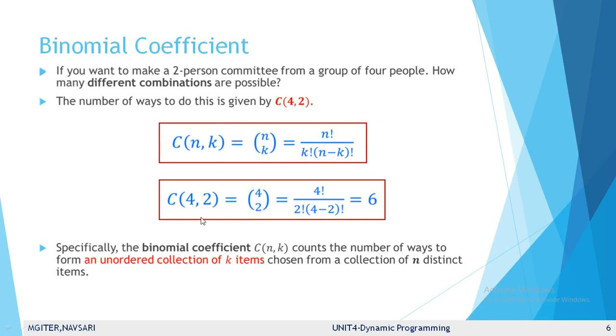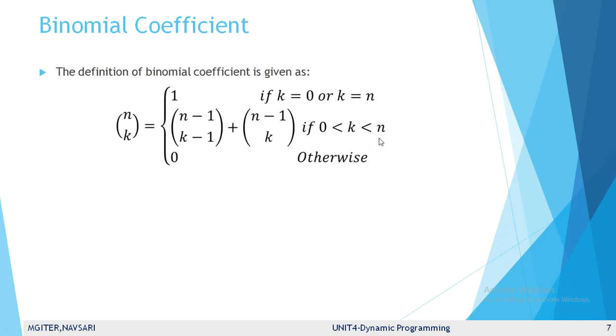Now we find the number of collections for C of 4, 2, which is equal to 4 choose 2. That is 4 factorial divided by 2 factorial into 4 minus 2 factorial, that is 2 factorial into 2 factorial. So this gives 6 combinations. This is the formula for the binomial coefficient.